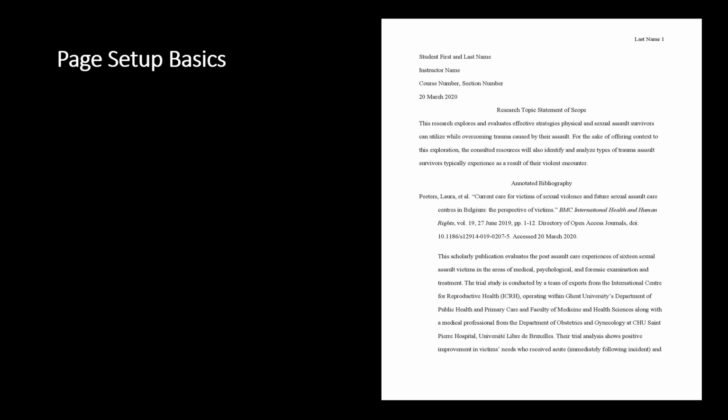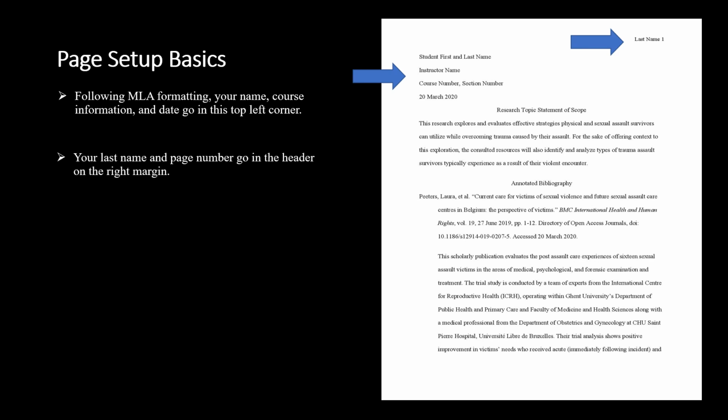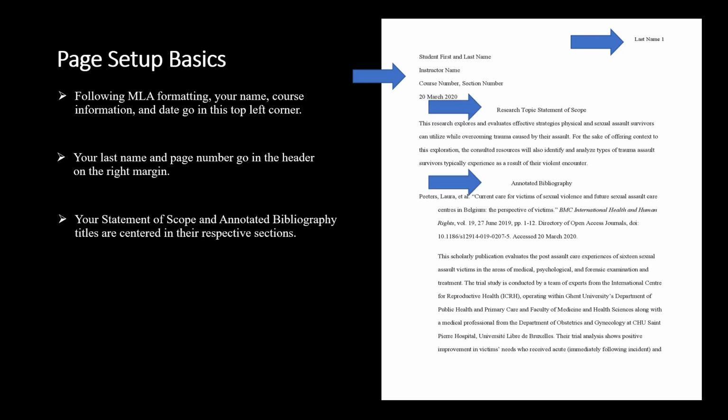Here are some page setup basics to keep in mind. Following MLA formatting, your name, course information, and date go in this top left corner. Your last name and page number go in the header on the right margin. Your statement of scope and annotated bibliography titles are centered in their respective sections. And lastly, your citation uses a hanging indent, which carries over to your annotations, as illustrated in the example to your right.